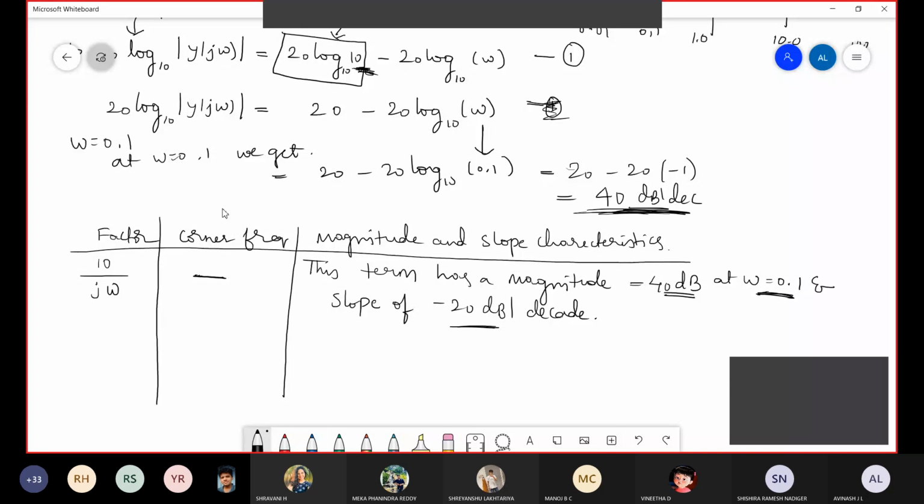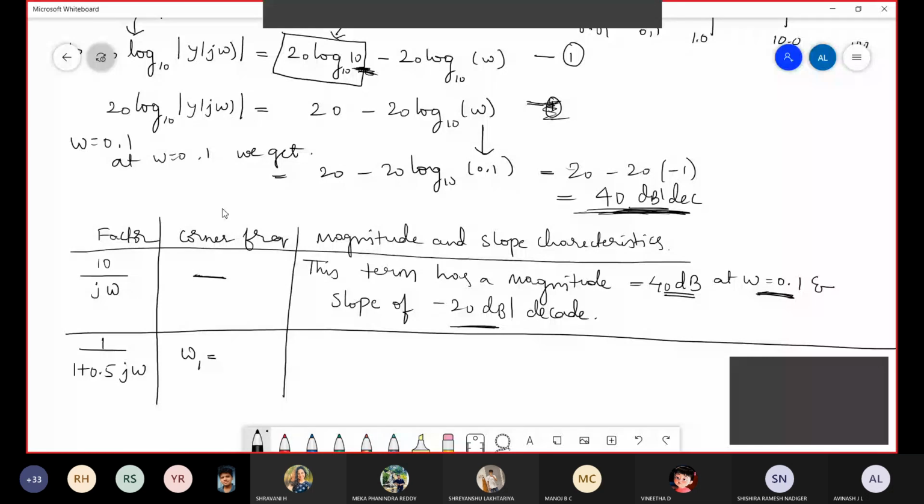When we come to the second factor, it is 1 divided by 1 plus 0.5 j omega. The way of calculating the corner frequency, omega 1, is the real part divided by the imaginary part coefficient. Here the imaginary part coefficient is 0.5 and the real part is 1. So 1 divided by 0.5 is equal to 2. That is why the corner frequency for the next factor is 2.